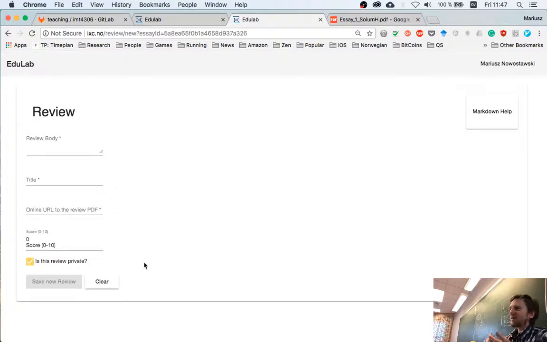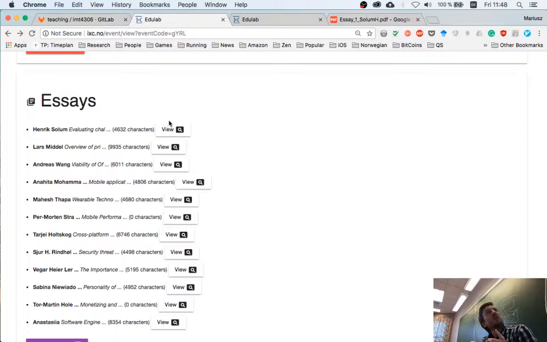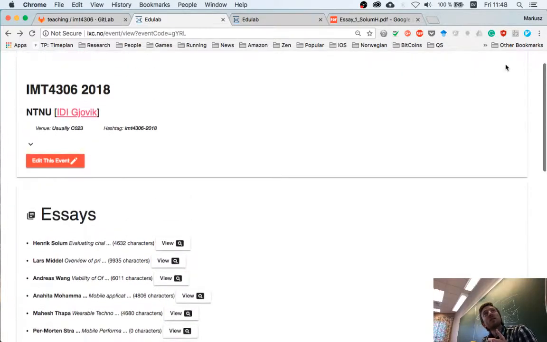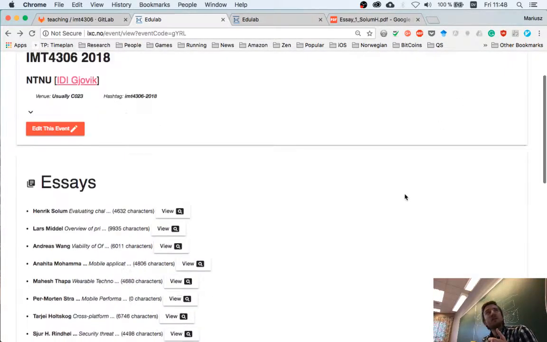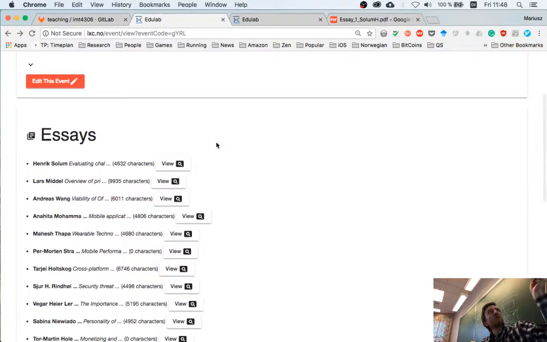So the first role is a normal, logged-in user. A normal logged-in user can see certain things and not see certain things, right? Of course, you also have the non-logged-in user. The non-logged-in user cannot see the list of the essays. So if you go here, the view button is not here if you're not logged in. The view button is here because I'm logged in. If you're not logged in and you go to the event, you will see the essay titles, but you will not have the view ability.